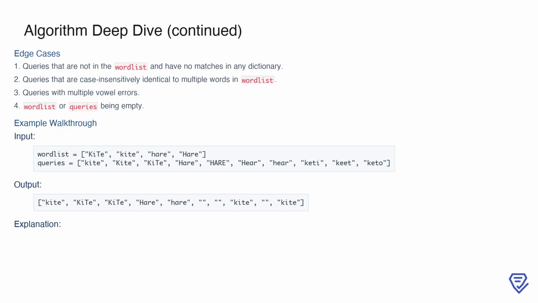Let's look at an example to illustrate the algorithm. If the word list is kite, hare, and the queries include kite, Kite, KITE, hare, Hare, here, Here, ketty, keet, keto, the output should be kite, kite, kite, hare, hare, empty string, empty string, kite, empty string, kite. This example demonstrates how the algorithm resolves queries based on the hierarchy of rules.